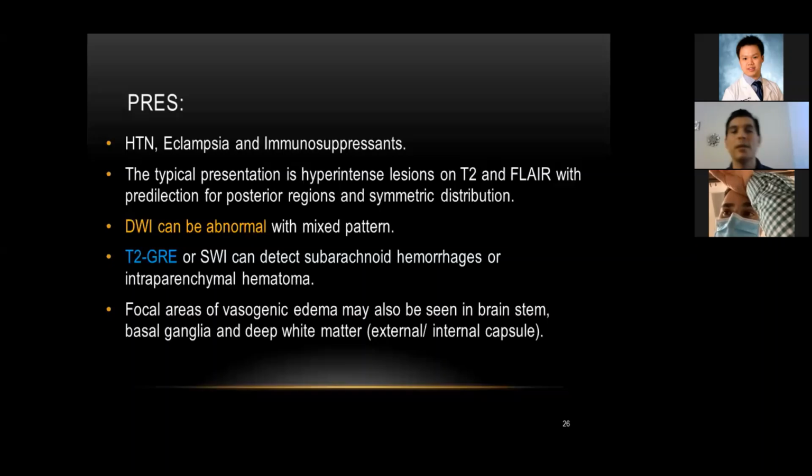This is a special pathology in which the regulation of the vascularization is failing. So in this case, it's not typical to have enhancement with gadolinium. And T2 gradient can be positive if there is subarachnoid hemorrhage and intraparenchymal hemorrhage, and in this case it could happen, because the blood barrier is damaged.